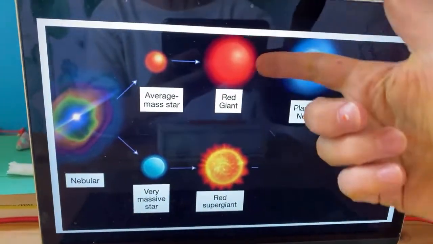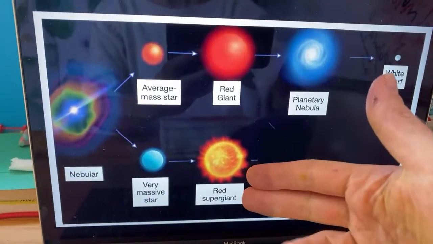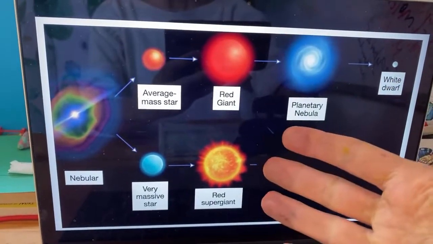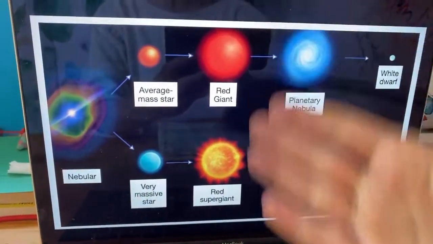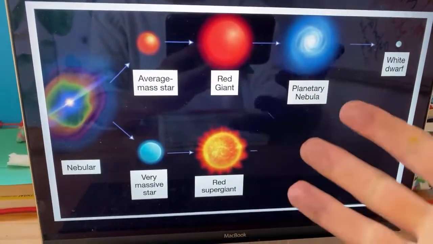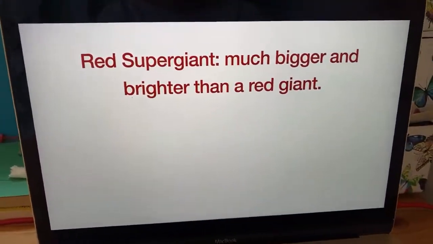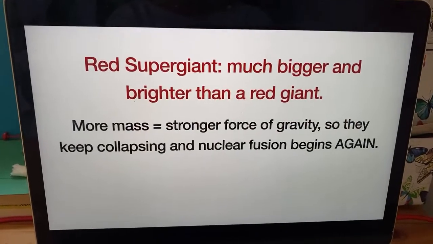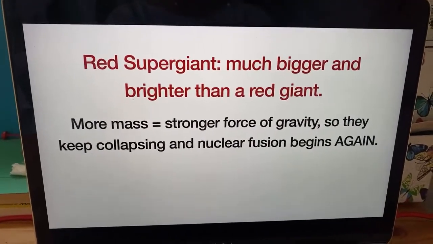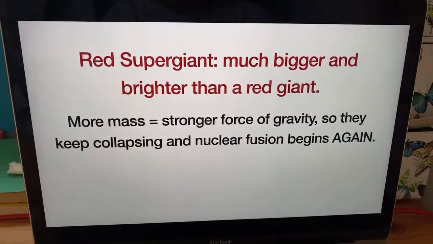And then instead of a red giant, you get a red supergiant. A red supergiant is just, hopefully it's fairly easy to remember, much bigger than a red giant, and it's brighter. It's more luminous. Red supergiants are much bigger and much brighter than red giants, because they've got more mass, so they've got a stronger force of gravity.